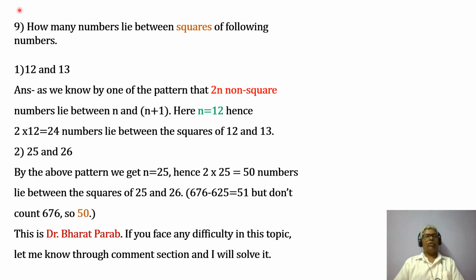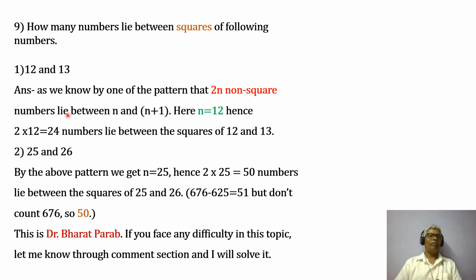We have solved many problems and we are trying to tackle the last problem here. It says how many numbers lie between squares of the following numbers. Okay, so we have to find how many numbers are lying. Okay, 12 and 13, between these 12 and 13. So as we know by one of the patterns that 2n non-square numbers lie between n square and n plus 1 square.